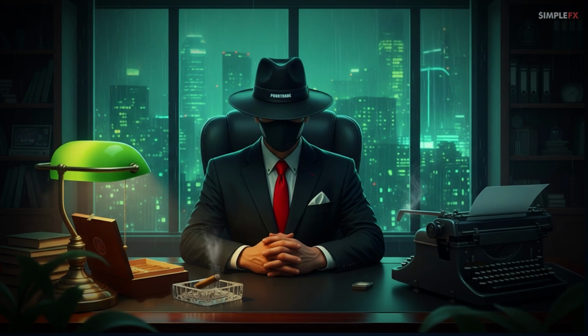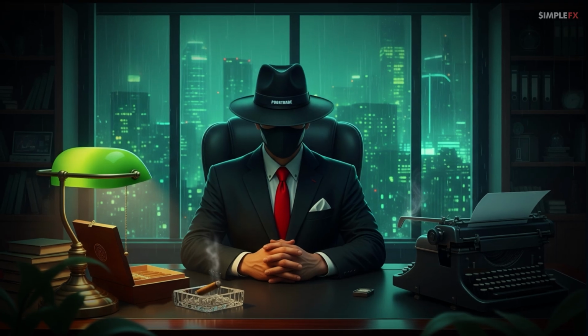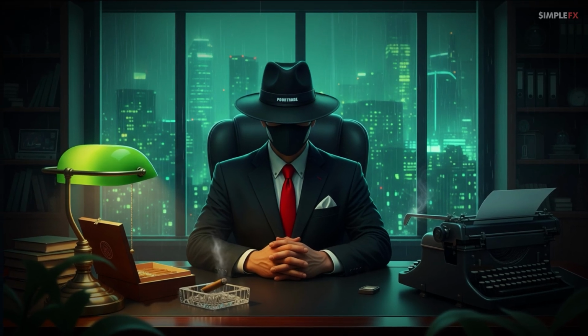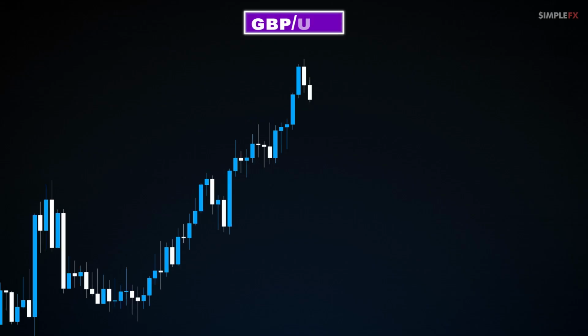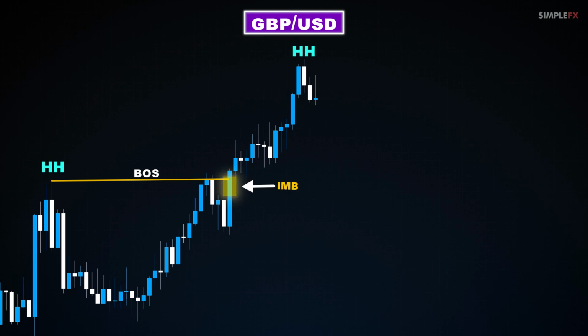Because in trading, it's not about the chart you pick. It's about understanding the universal principles that move the market. The examples I'm about to share will make that crystal clear. Let's start with the weekly chart of GBP/USD. Here's what we see. The market has broken structure and created a new higher high. There's an imbalance, a price gap that the market often wants to revisit.